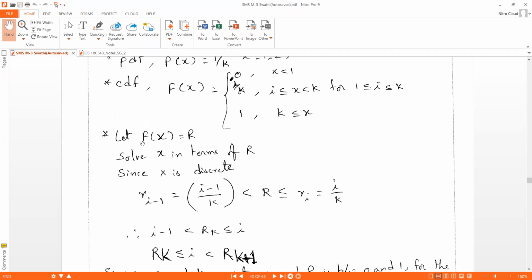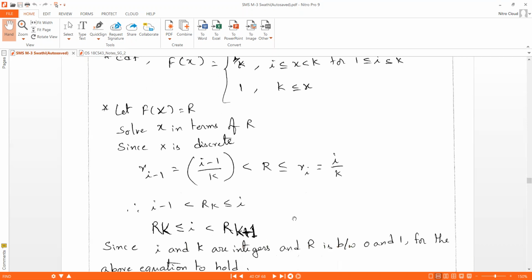Let F of x equal to R. We are doing the inverse transform technique. In that, first step we'll calculate the CDF. Then next step we will set F of x equal to R, so solve x in terms of R here. So here the x value is discrete: R(i minus 1) is equal to (i minus 1) divided by k, that is less than R less than or equal to Ri. Ri value is i by k.